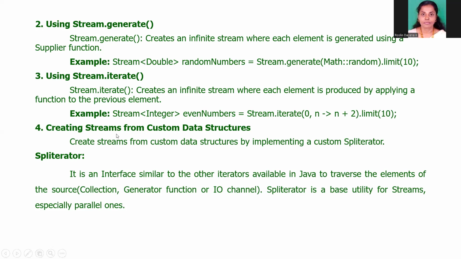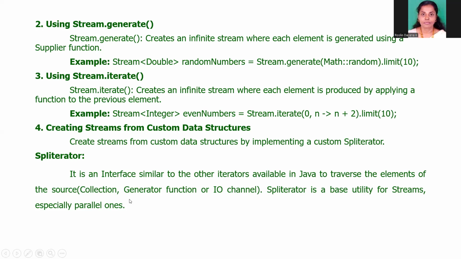Creating custom streams from data structures, for example, using Spliterator. Spliterator is an interface, similar to other iterators available in Java, to traverse the elements of a source. Spliterator, like Iterator, is used to go through a list of elements. The elements can be collection elements, generator-created elements, or IO channel elements. You can traverse these elements through Spliterator. Spliterator is a base utility for streams, especially parallel ones.